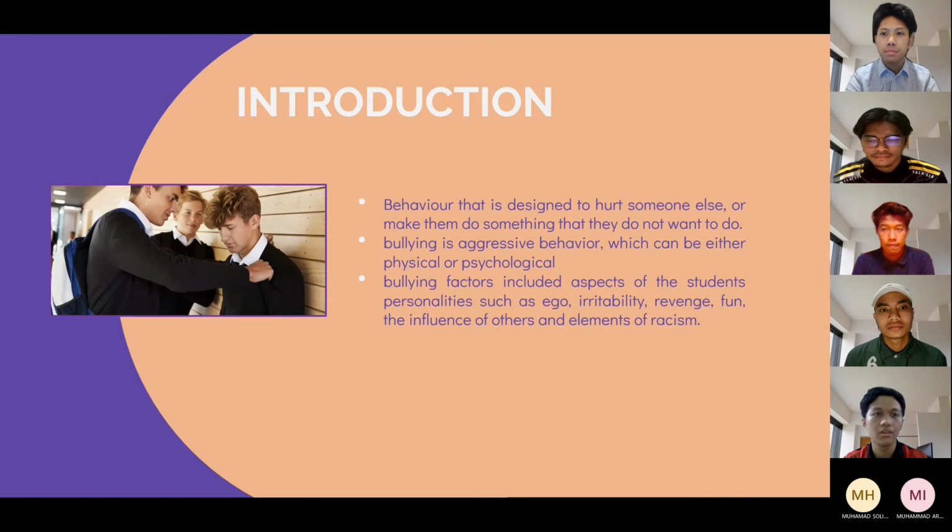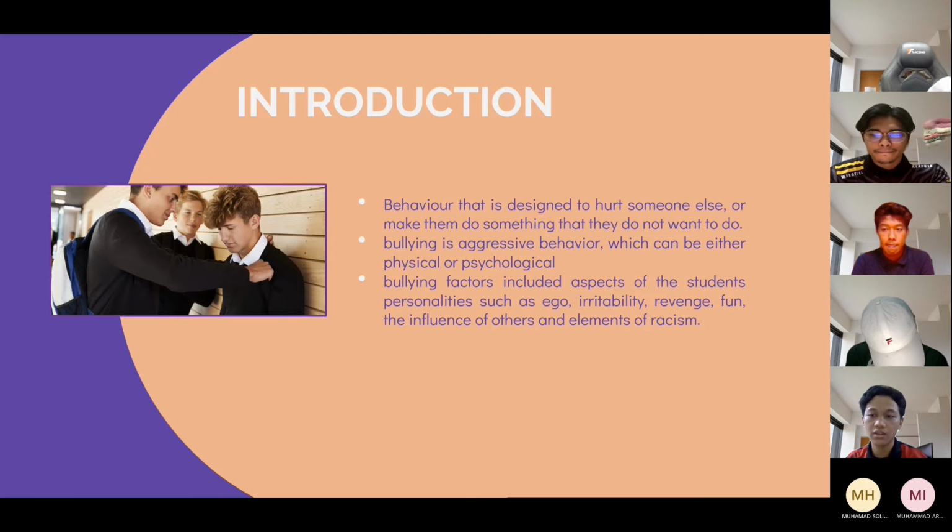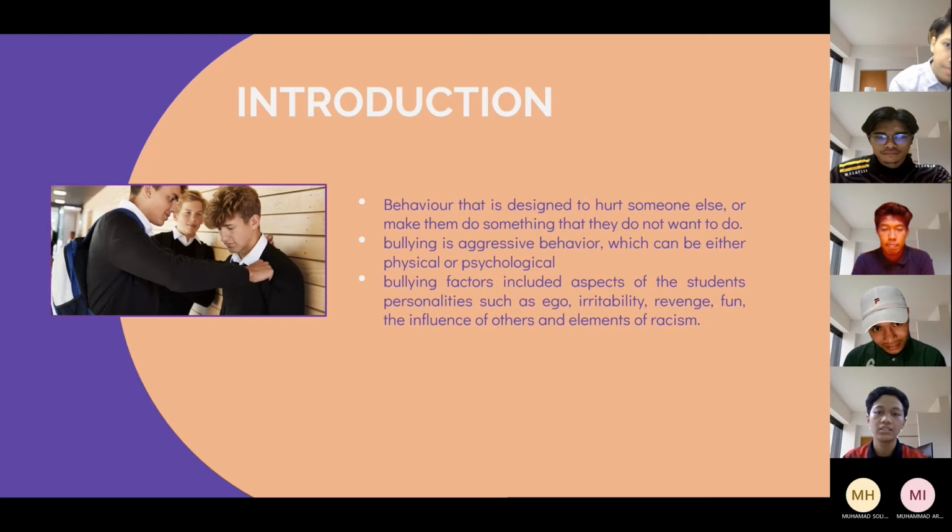So now I will explain the introduction for this theme. So what is bullying? Basically, bullying is a behavior that is designed to hurt someone else or make them do something that they do not want to do. Second, bullying is aggressive behavior which can be either physical or psychological. And last, bullying factors include aspects of the student's personality such as ego, irritability, revenge, fun, the influence of others, and elements of racism.